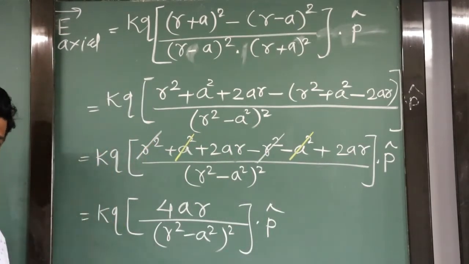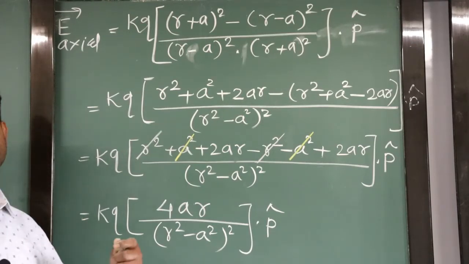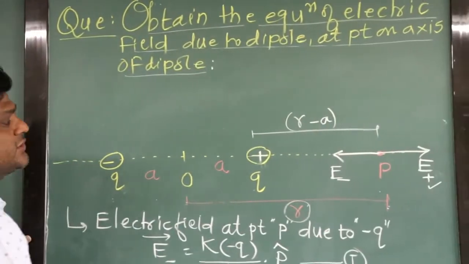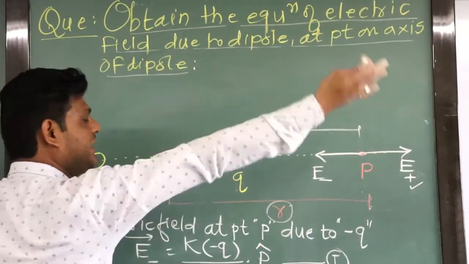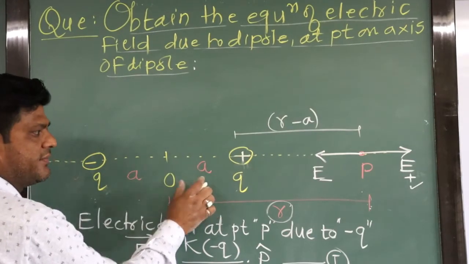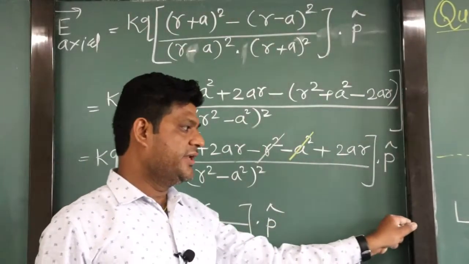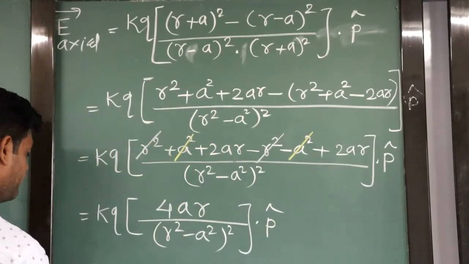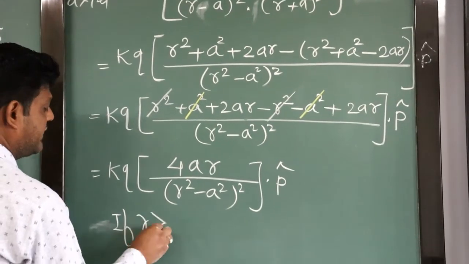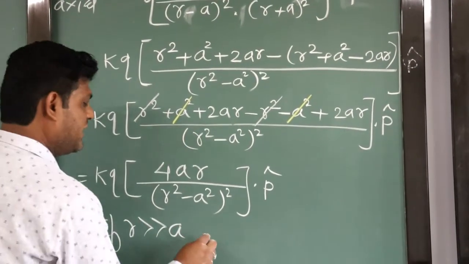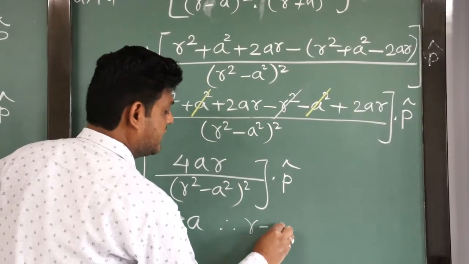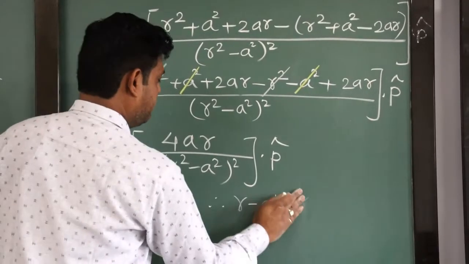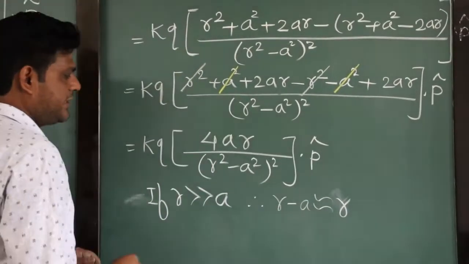Here we are assuming that r is very greater than a, meaning the distance of point P from the O is greater as compared to this small a, right? So we are writing over here, if r is very greater than a, therefore we can write r minus a as a small r, right?